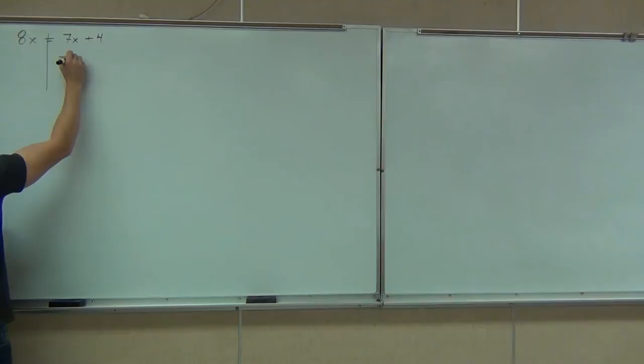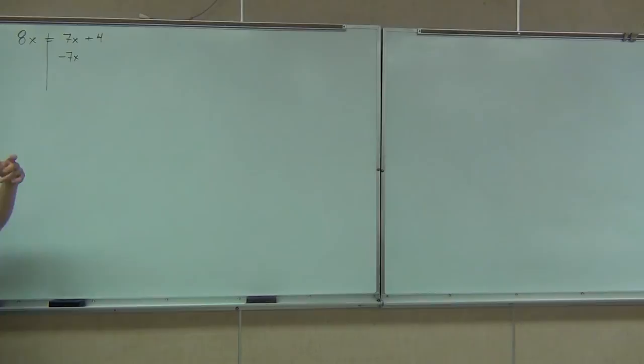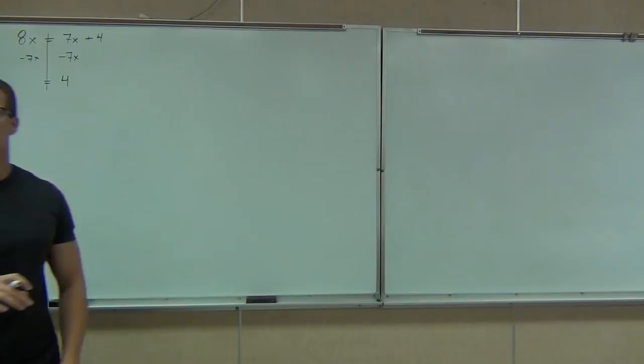Now, if I subtract it from one side, I must also subtract it from the other side. It's got to be the same. So whenever you do something, it has to be identical on both sides of that line. That's why I put the line there, saying what goes on one side has to go on the other side. On the right-hand side, what am I going to be left with? 4. Good. We got rid of the 7x. On the left-hand side, I've got 8x minus 7x. How much is that going to give us? 1x or x.